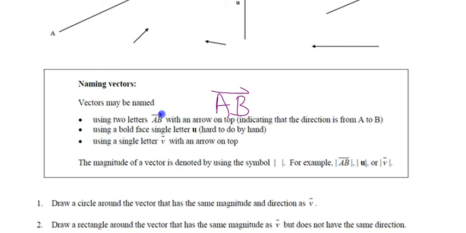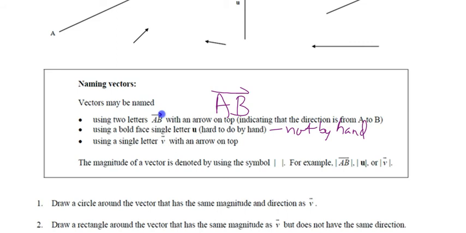Using a boldfaced single letter, like u, in bold. You're not going to do that by hand, so you will not be indicating any vectors this way. I will indicate them like up here. You see the u, that's fine. You'll see it in print that way. You can't do it by hand, so don't.